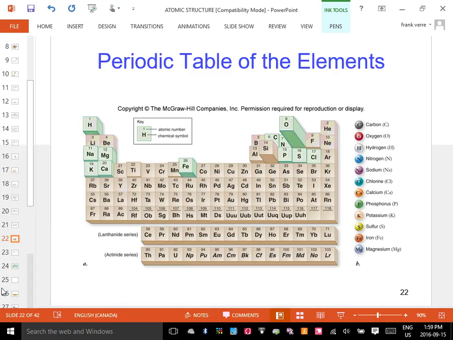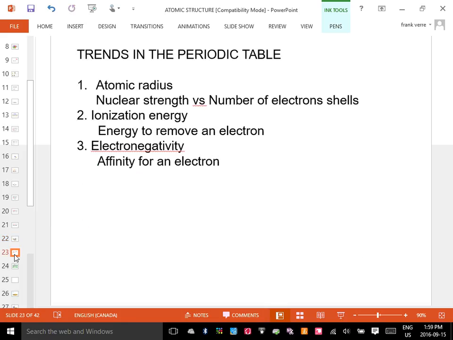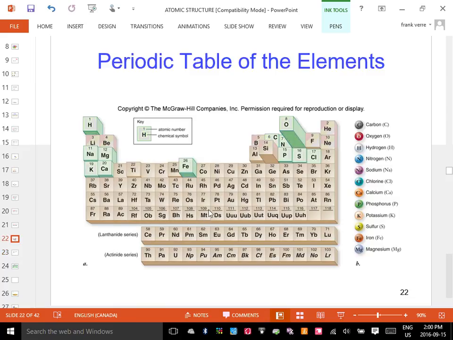What we're going to do is talk about trends in that table, because you already know a few things about this table. For example, you know that on the right side we have these things called the noble gases, and true or false, they're highly reactive? No, they don't react. And you know that the metals are on the left side, and as we go to the right side, you have gases. So you know some of the properties of this table, right?